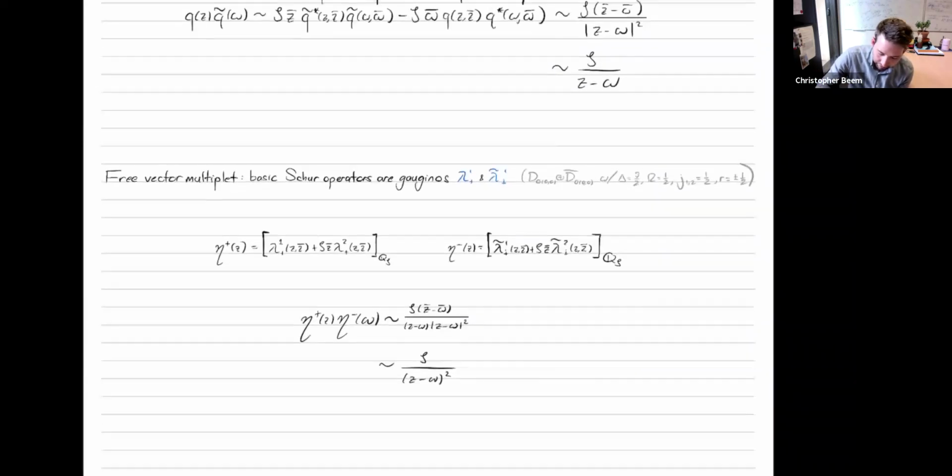An analogous thing takes place. I won't narrate what's on the screen. I'll stop here. But an analogous thing takes place in the case of vector multiplets, where the basic Schur operators are certain components of the gauginos. Here you need a little bit more to go on. It's important that there be Fermi statistics in order to get the cancellation to work out. But again, you end up with an expression where you have a free field pole where all of the anti-holomorphic dependence gets canceled by these explicit factors that live in the numerators. Okay, I'm going to stop there.